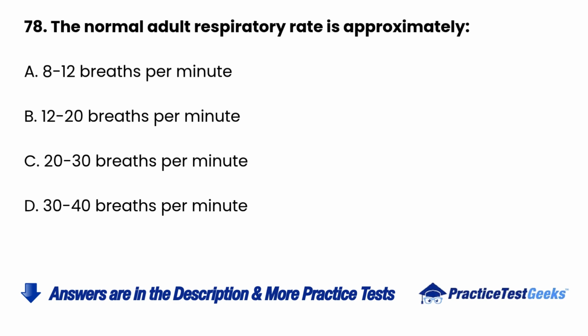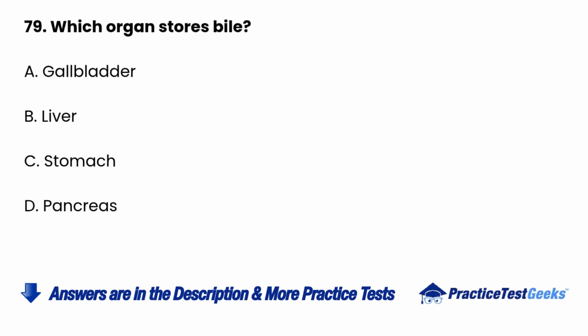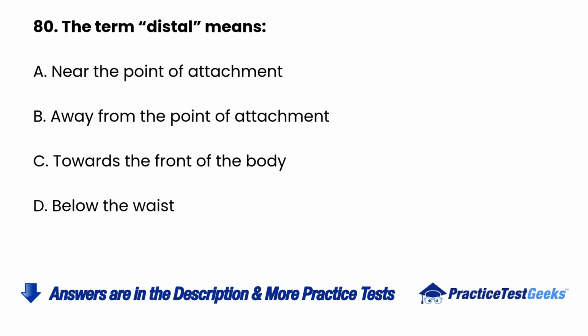78. The normal adult respiratory rate is approximately: A. 8 to 12 breaths per minute. B. 12 to 20 breaths per minute. C. 20 to 30 breaths per minute. D. 30 to 40 breaths per minute. 79. Which organ stores bile? A. Gallbladder. B. Liver. C. Stomach. D. Pancreas. 80. The term distal means: A.